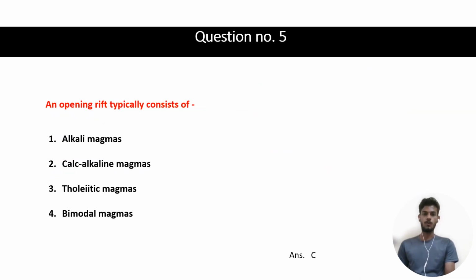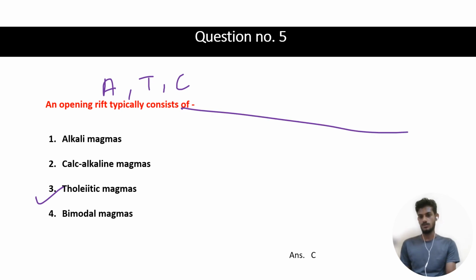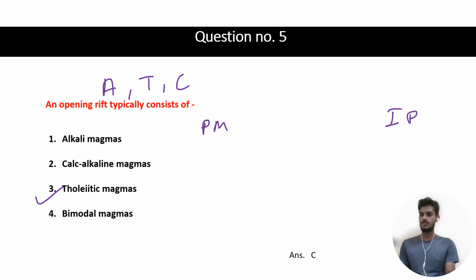Then another question is, an opening rift consists of what? So the opening of a rift valley consists of tholeiitic magma. As I have already told in the previous slide, we have three magmas: alkaline, tholeiitic, and calc-alkaline. If we describe these three in terms of plate boundaries, there is a table which looks something like this, where you have the plate margin and the intraplate. Intraplate means within the plate, and plate margin means between two plates.